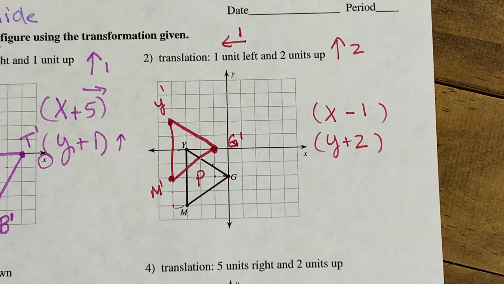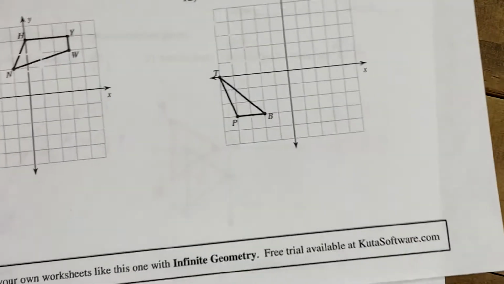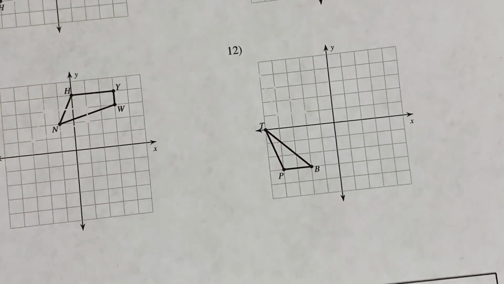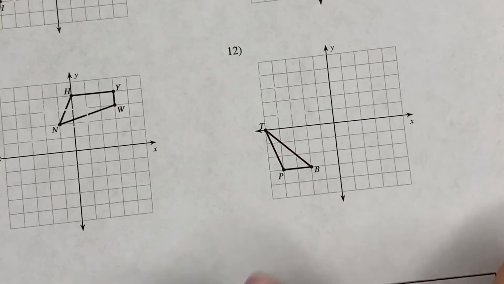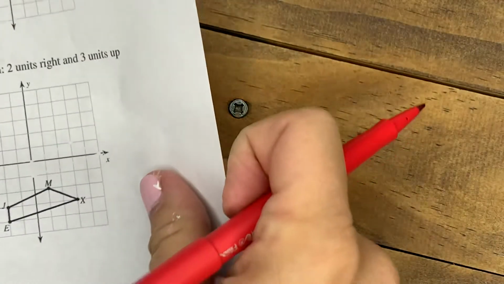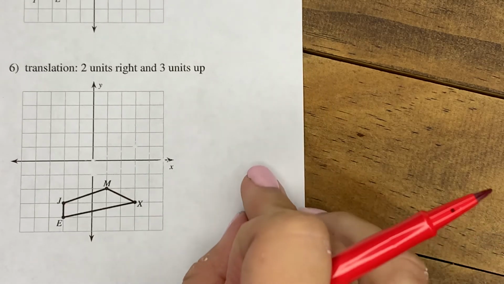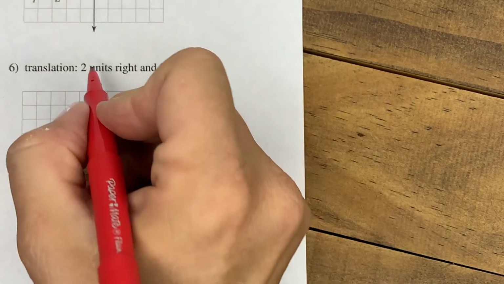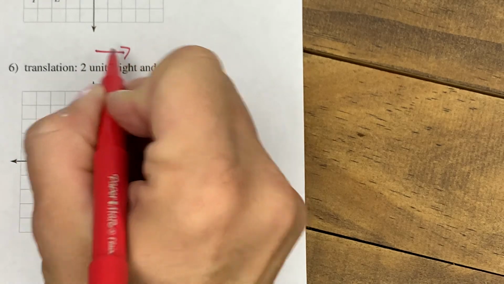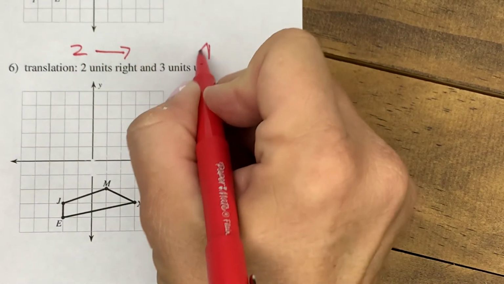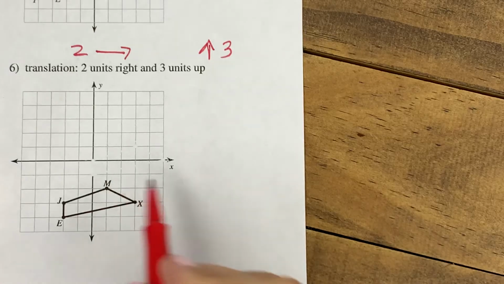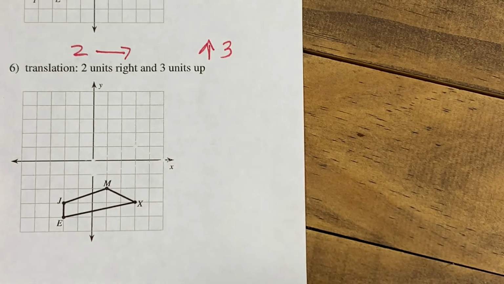All right. Let me see if I can find one that's a little bit different. Let's look at number 11. I'm going to do one more and then I'm going to let you guys do some practice. No, let's do number 6. All right. If you look at number 6, this one right here says we're going to go to the right 2 and then we're going to go up 3. Now notice on this one it has 4 points, so that's why I wanted to do this one. It looks a little bit more complicated.